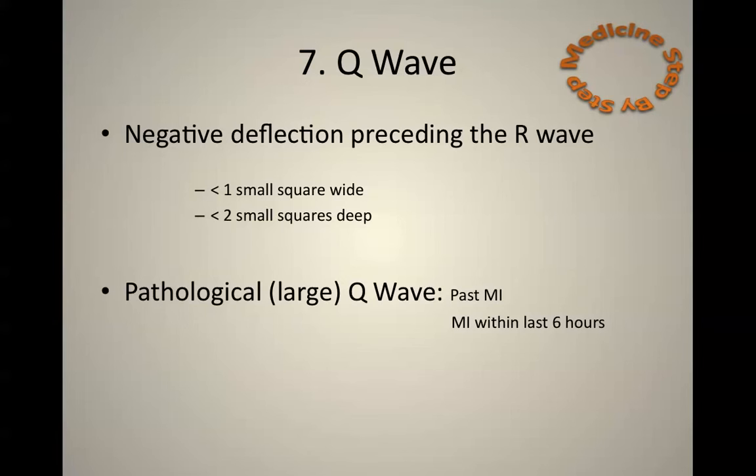The Q wave is the negative deflection preceding the R wave. The normal Q wave is less than 1 small square wide and 2 small squares deep. Large Q waves are pathological, indicating either a past myocardial infarction or even a myocardial infarction within the last 6 hours.